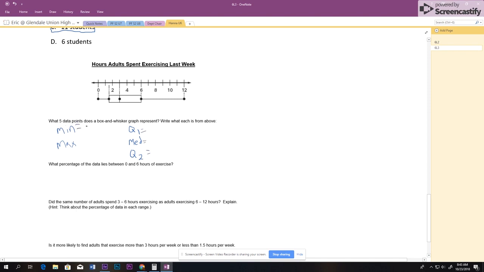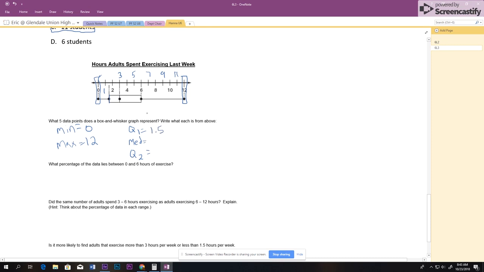So our min is 0. That's the smallest number. That's this whisker right there. Our max is 12. That's this number right there. All right, our quartile 1 is in between. If we number this, 1, 2, 3, 4, 5, 6, 7, 8, 9, 10, 11, 12. So it's in between 1 and 2, so that's 1.5. So our quartile 1 is 1.5.